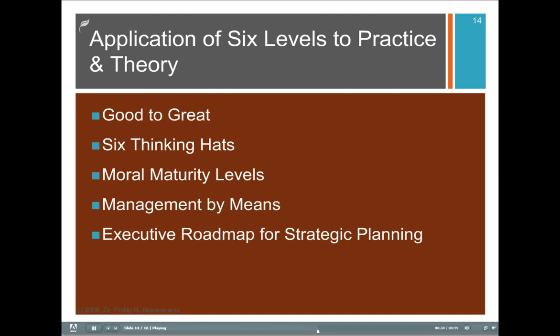Kohlberg's moral maturity levels help us understand the 6 levels from an ethical point of view. Management by Means came from a book about the Toyota production system, and I think it helps us understand the top levels when we compare what Toyota's doing. And all of this gets wrapped up into what we'll call the executive roadmap for strategic planning.